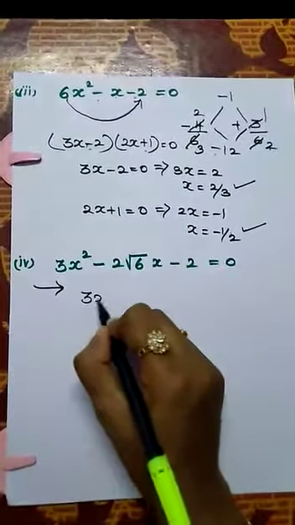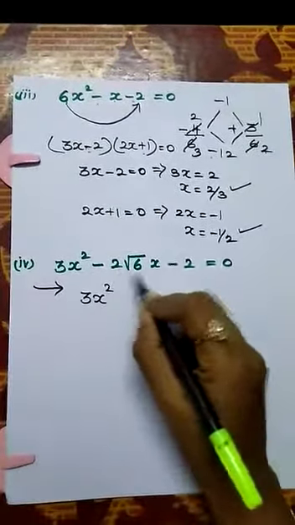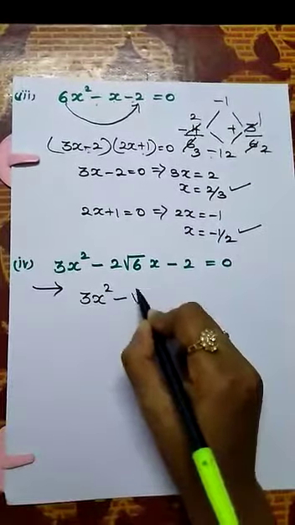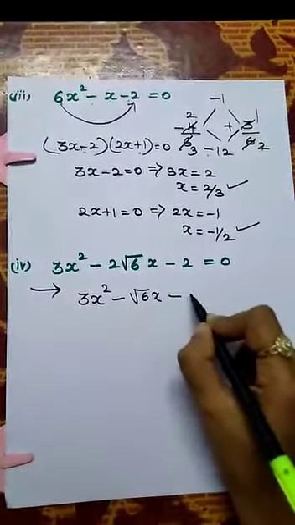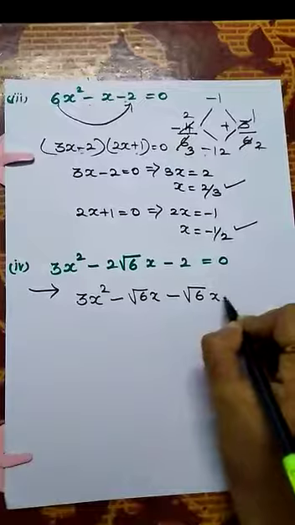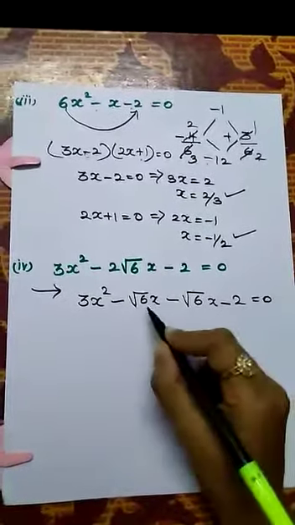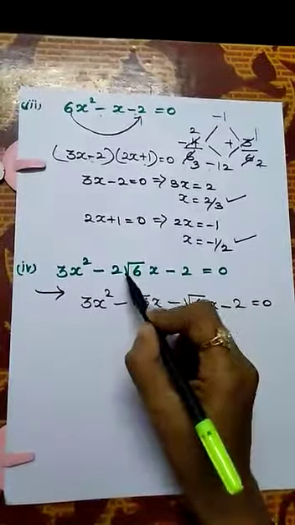The next problem, 3x square minus 2 root 6 x minus 2 equal to 0. So take the first value 3x square. How can we split the middle term? Minus 1 root 6 x minus 1 root 6 x minus 2 equal to 0, because 1 root 6 and 1 root 6 make 2 root 6 only.